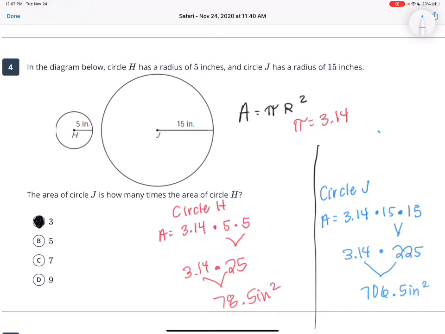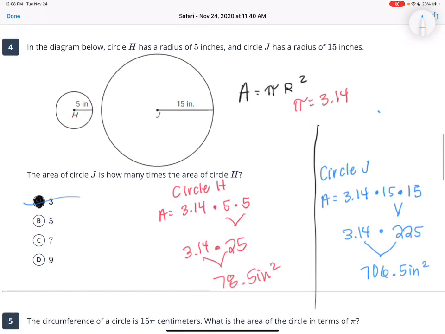Okay, so what I want to do is make sure that if I multiply 78.5 times 3, will I get 706? Now, some of you at home may be like, absolutely not, our guess was absolutely wrong. And in fact, it was, so it would not be 3. And that is why it's important to check your answers, people. I strategically did that for a reason.